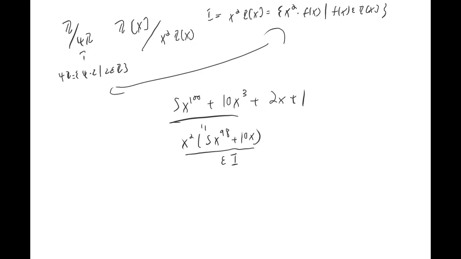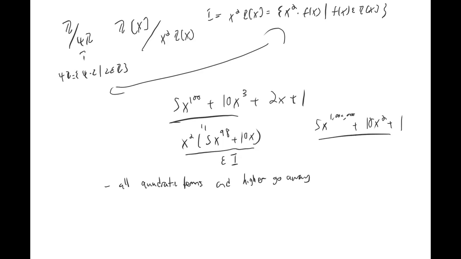Does everyone agree that all quadratic terms and higher go away? We can just kill off all quadratic terms and higher. Because if I had 5x to the 1 million plus 10x squared plus 1, anything squared and above just goes away because they are in I.